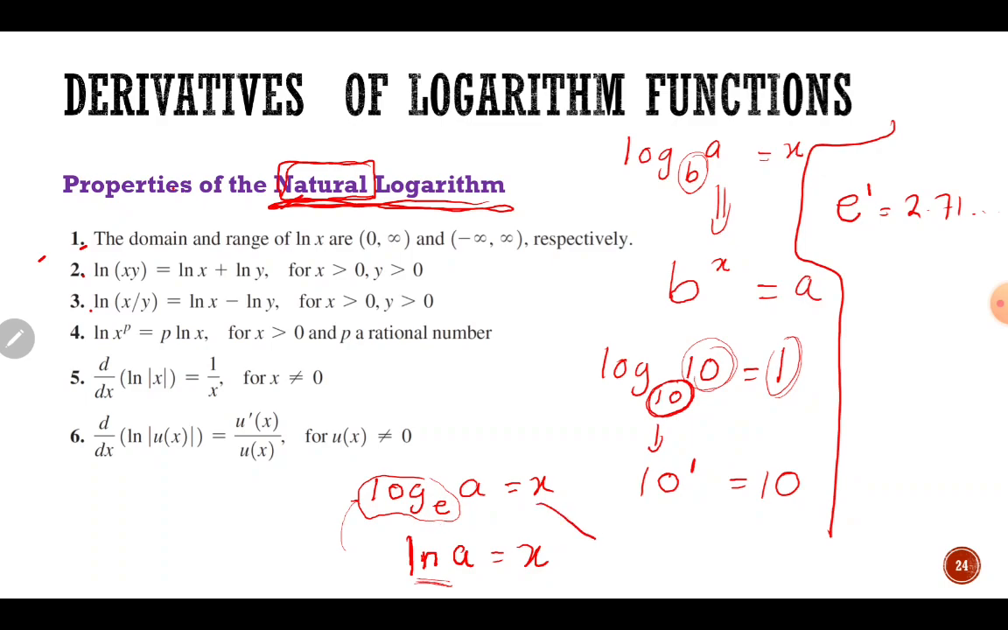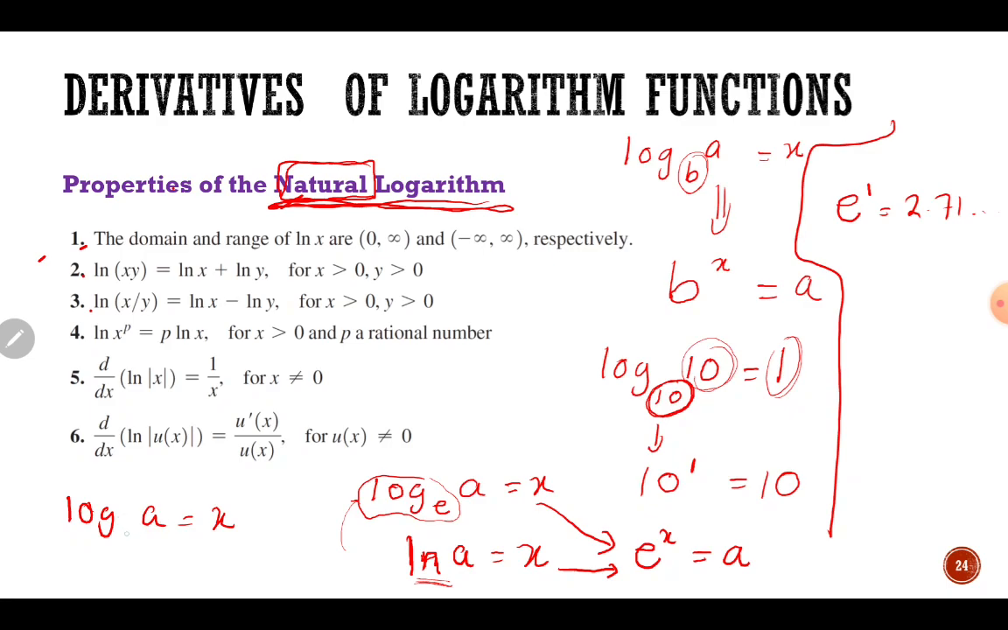Jadinya maknanya yang ni adalah E to the power of X sama dengan A. Sama juga dengan yang ni juga. Yang ni maknanya log base E ni kita jadikan dia ln. Dan setengah log kita tak ada dibuat macam ni. Log A sama dengan X. Kalau yang ni pula dia tak tulis.